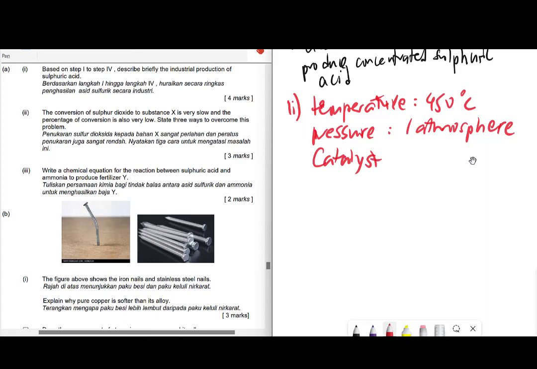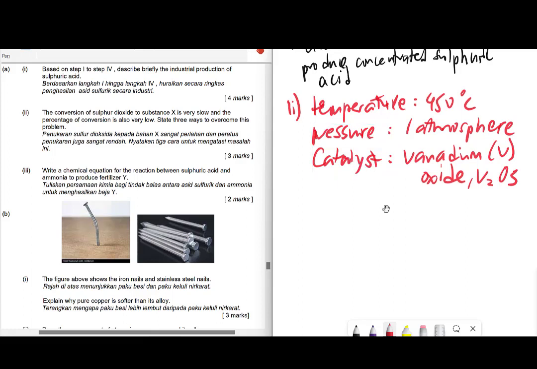Okay, thirdly will be the catalyst that I mentioned just now. So what is the catalyst involved in this? For this, the catalyst is known as vanadium 5 oxide. Sometimes they call it vanadium pentoxide. So the formula you want to remember is V2O5. So these are the 3 ways, because this contact process must use these 3 specific conditions so that they can maximize the rate of reactions.